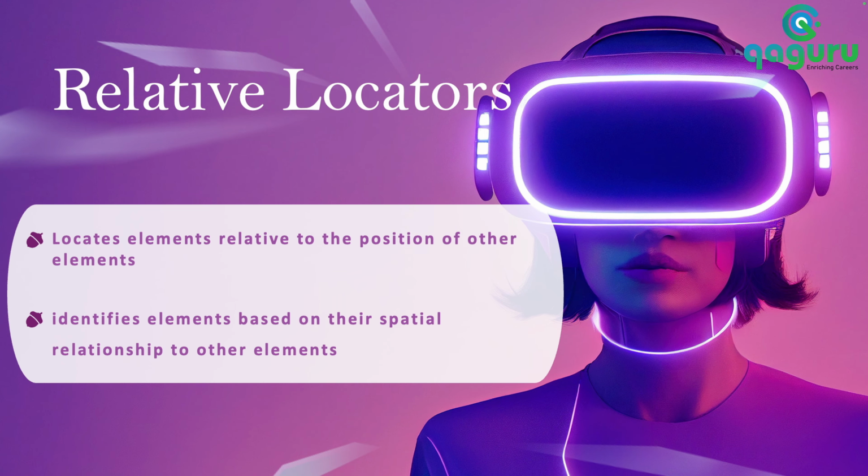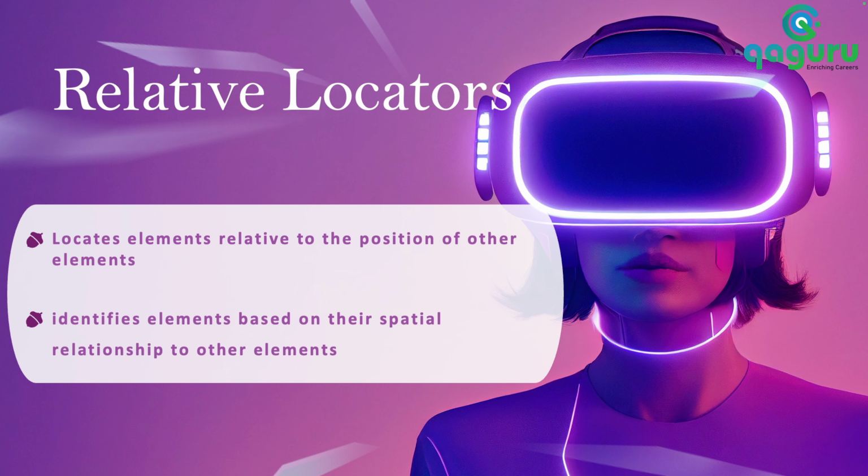Selenium 4 introduced some additional relative locators. So what it does is it locates elements related to the position of other elements. Suppose you have an element which doesn't have any unique attributes. In that case, what you can do is you can start with another element which has got some unique attribute and then based on the relative position of that element, you can identify the other element that you are interested in.